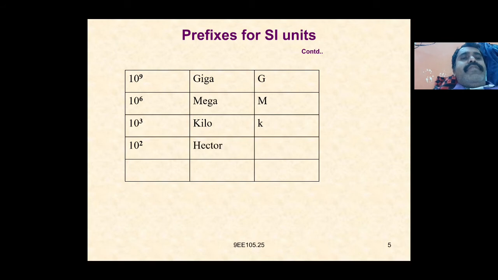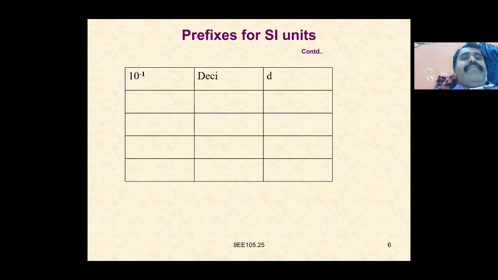10 squared is hecto, H. 10 to the power of 1 is deca, DA. 10 to the power of minus 1 is deci, D. 10 to the power of minus 2 is centi, C. 10 to the power of minus 3 is milli, M. 10 to the power of minus 6 is micro. 10 to the power of minus 9 is nano, N.